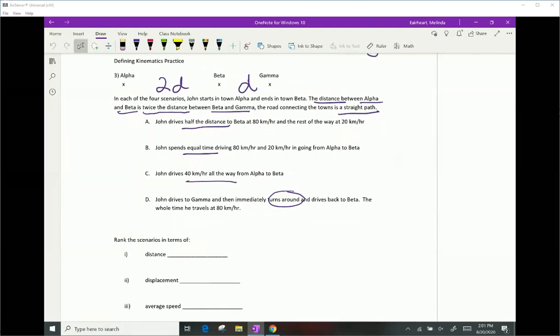Okay, so in each of the 4 scenarios, John starts in town alpha and ends in beta in all 4 scenarios.